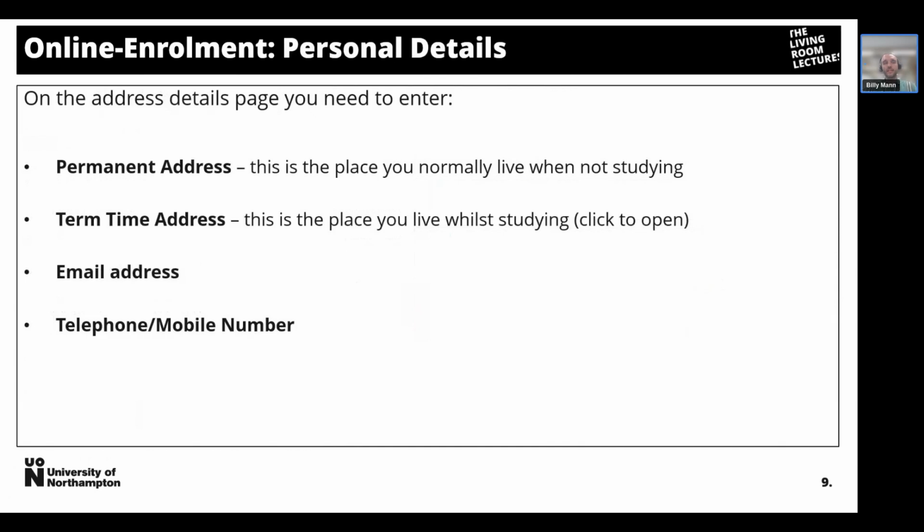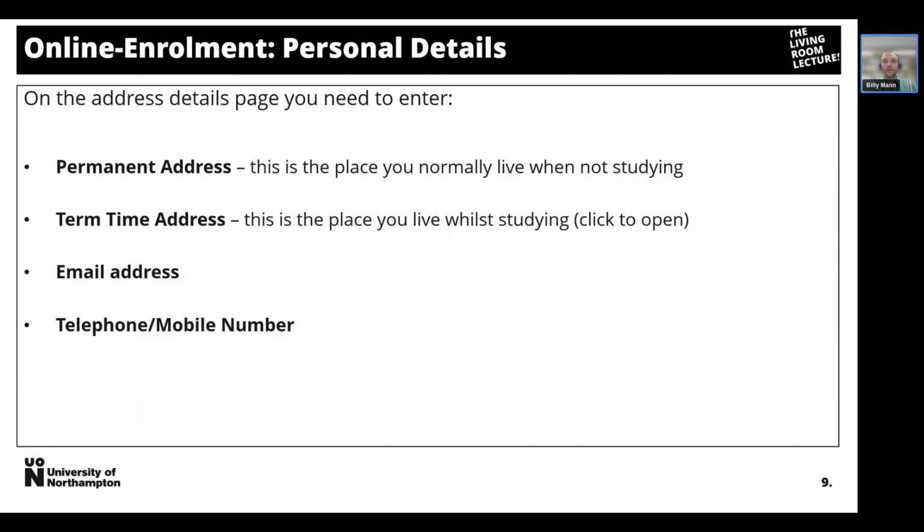Again, more permanent details that you'll need to tell us about where you live, but also where you'll be living during your studies. So that's what it means by permanent address. Permanent address is, for a lot of you, where you live with your parents, but it's where you live when you're not studying. Your term time address is your address during your studies. So if you're coming into a halls of residence, then your term time address is that hall of residence.